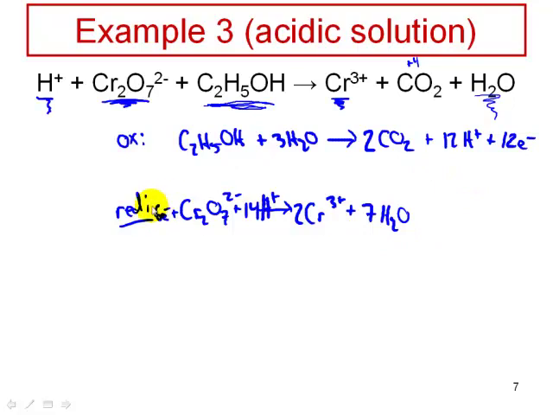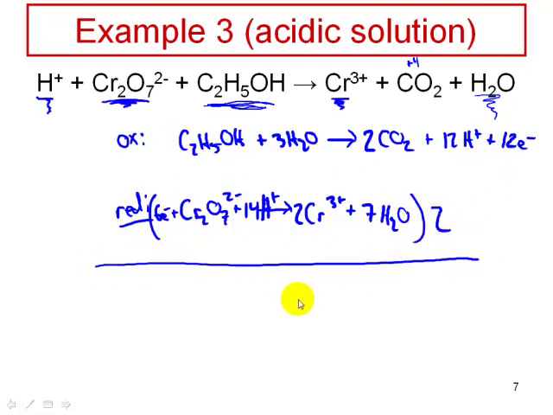Okay? Before I add the 2 half reactions together, I need to make sure that I'm using the same electrons here as I produce up there, and so I have to multiply the bottom equation by 2. If I do that, I'll have 12 electrons and 12 electrons, so those cancel out and are not shown in the overall equation.